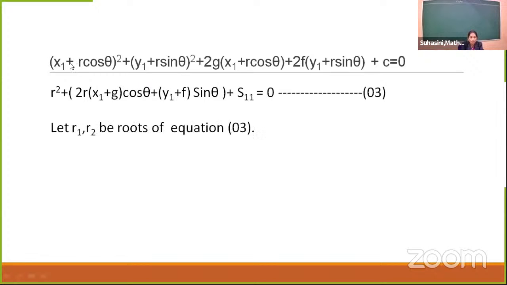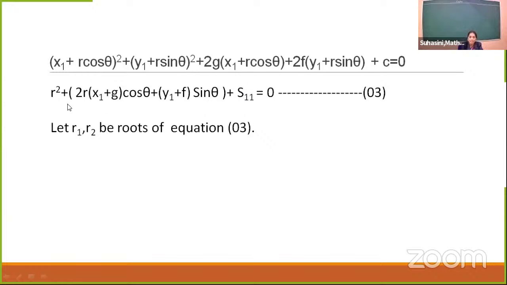And see the remaining terms. Here in the first bracket we will get x1 square. From the second bracket we will get y1 square, 2g x1 and 2f y1 plus c. The whole term will be represented as S11.